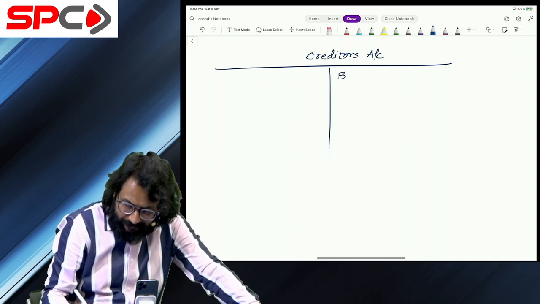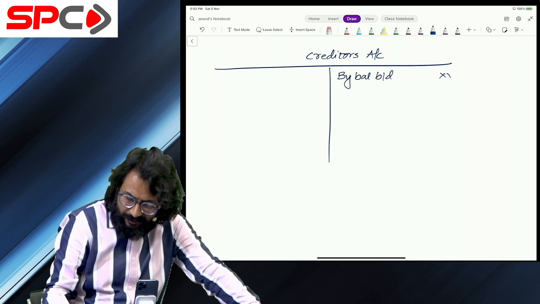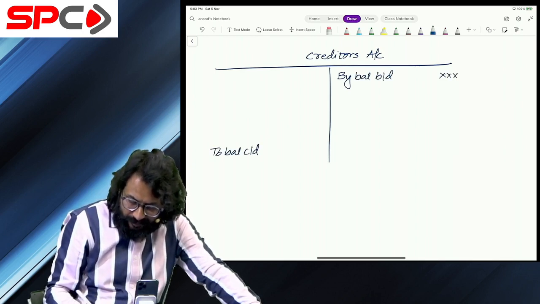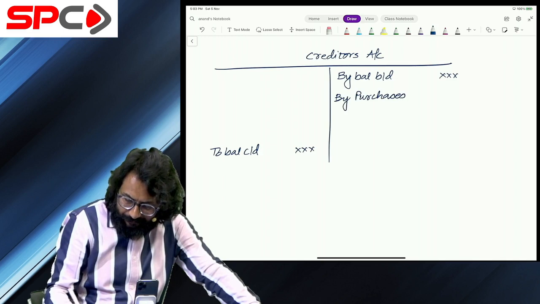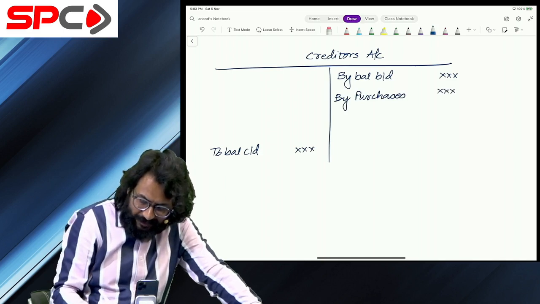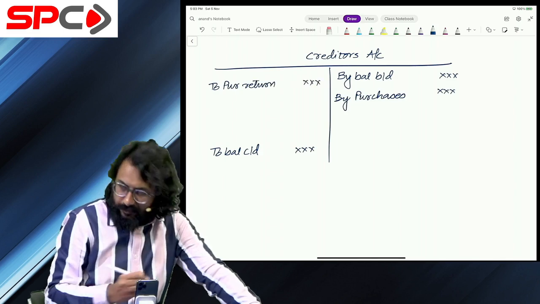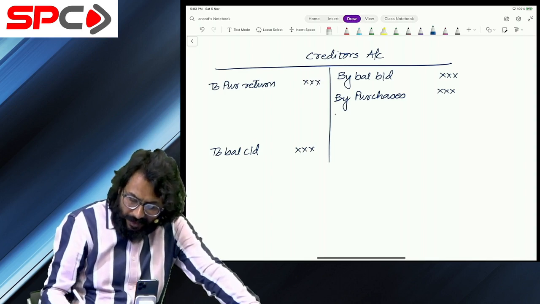By balance brought down. This is the creditors. It has got a credit balance. And to balance carried down. It would be on the debit side. By purchases. Buy purchases. Happy? To purchase return. To purchase return. Happy? And buy. No, buy need.